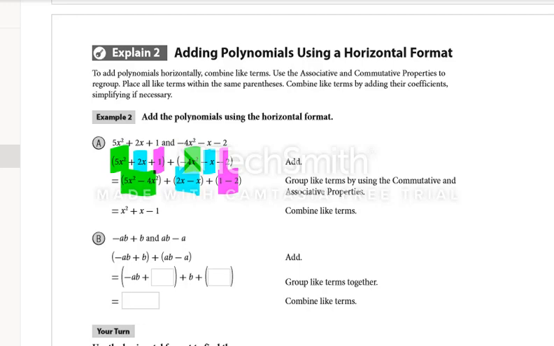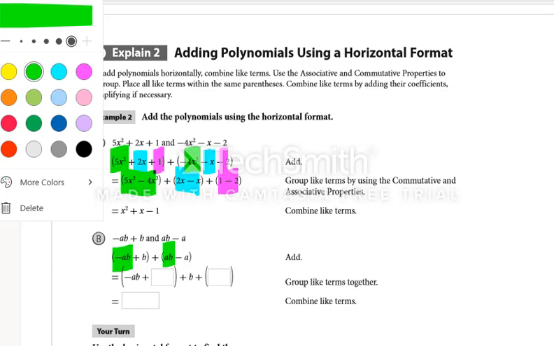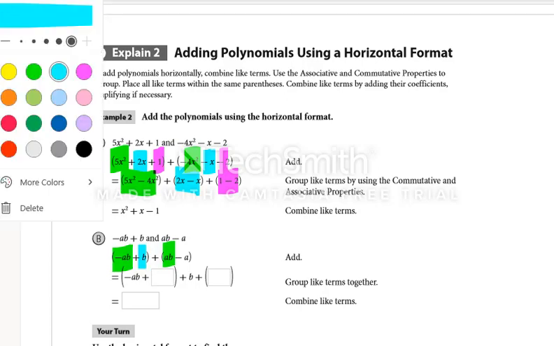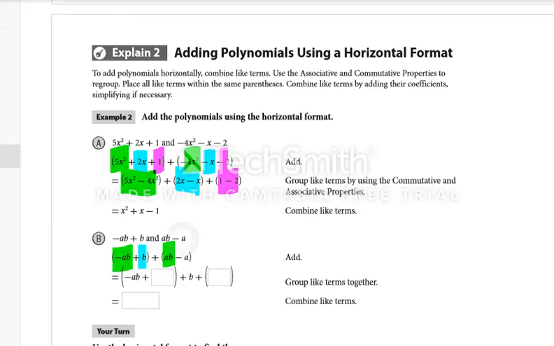All right, for part B, group them together and then combine our like terms. So we have A, B, they're both to the same power. They are like terms. We have B, and we have A. So remember, like terms have to have the same variables to the same powers.